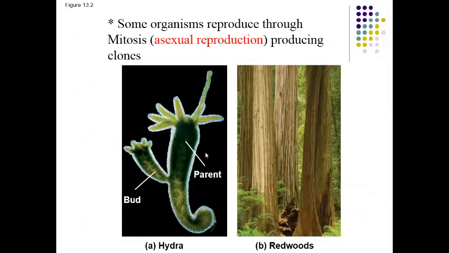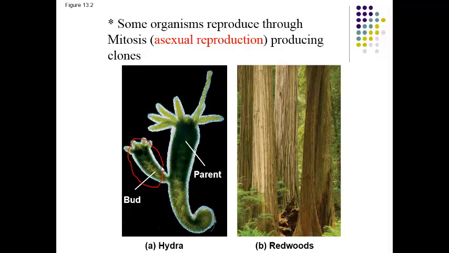Some organisms don't reproduce sexually. In sexual reproduction, the male sperm is going to fertilize the female egg. Some organisms reproduce asexually through the process of mitosis. This is going to produce identical clones. Here you see a hydra forming a bud through the process of mitosis, and that bud is going to grow into a new hydra that's identical to the parent.